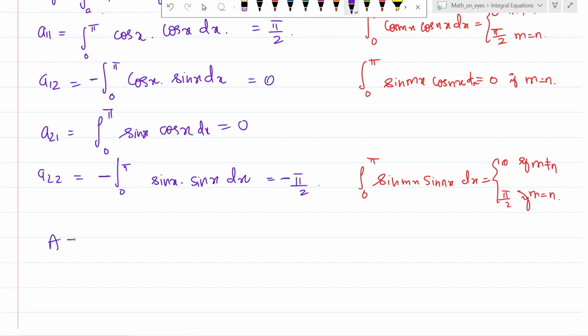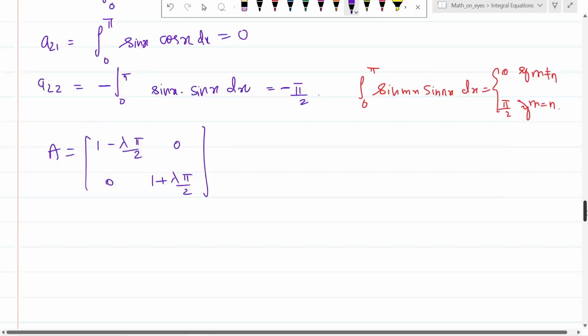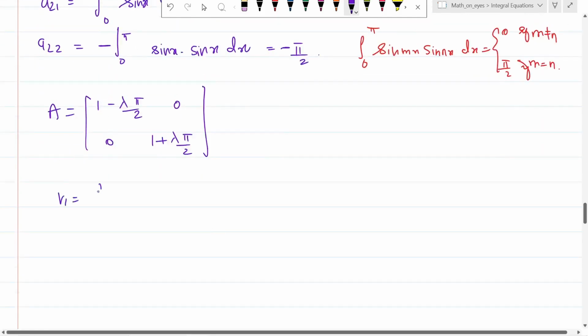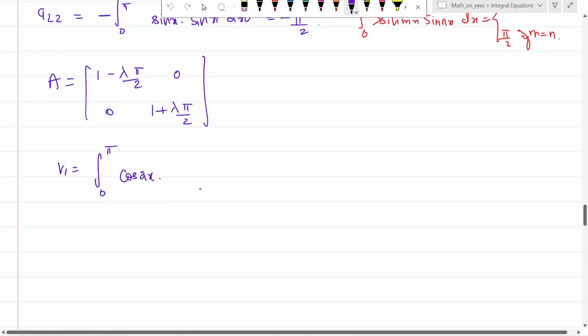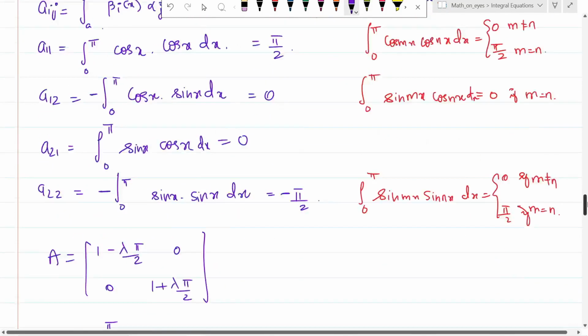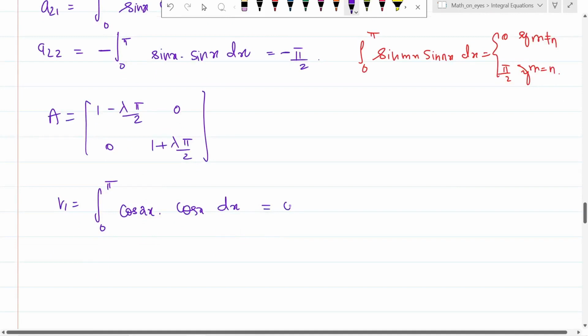Okay, so the matrix A would be 1 minus lambda A11, right? So 1 minus lambda pi by 2, 0, 0, 1 plus lambda pi by 2. And then your V1 and V2. V1 is equal to integral 0 to pi cos 2x into beta j, that is beta 1. Beta 1 is cos x, so cos x dx. We know that cos mx cos nx is equal to 0 when m is not equal to n. Here m is equal to 2, n is equal to 1, so it is equal to 0.